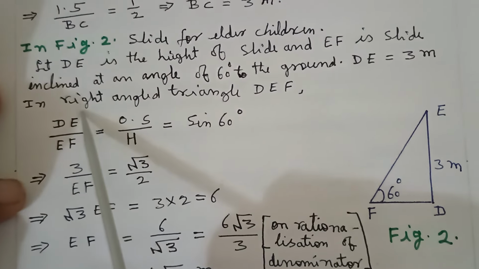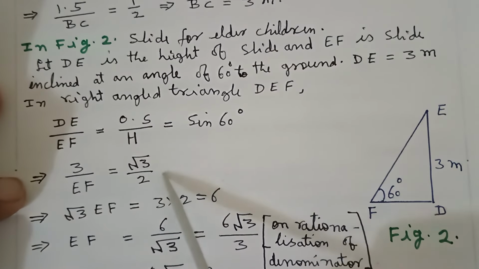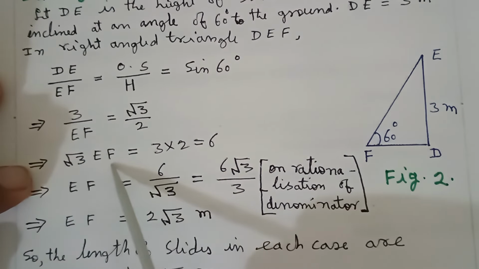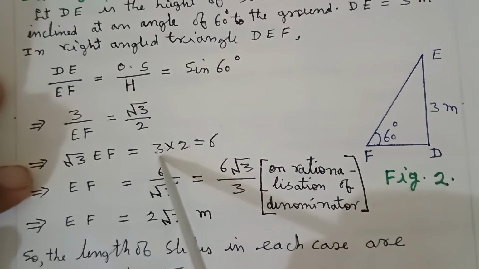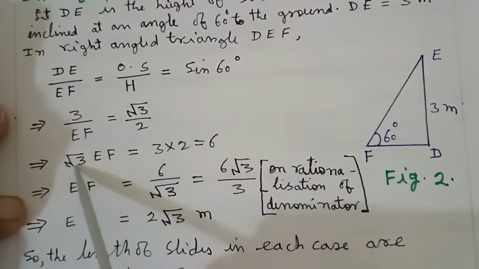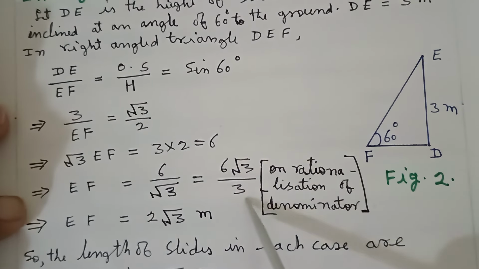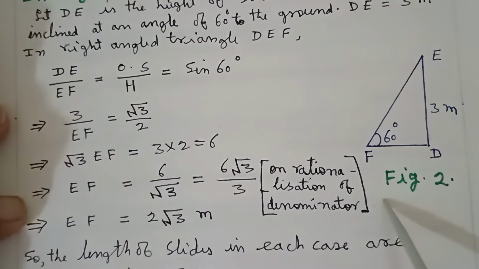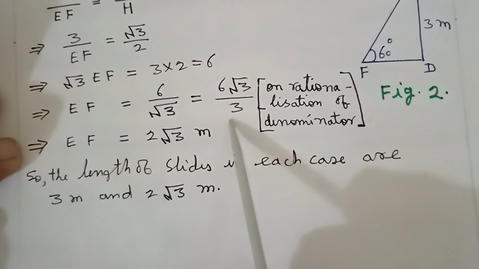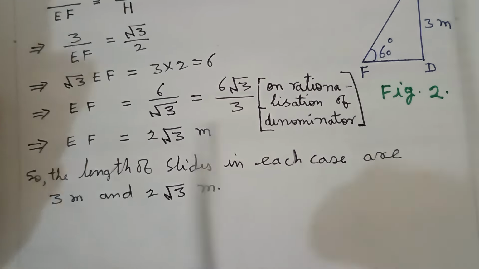This implies DE की वैल्यू रख दी, 3 upon EF is equal to sin 60 की वैल्यू रख दी, √3/2. This implies क्रॉस मल्टीप्लाई कर दिया तो √3 EF is equal to 3 multiplied by 2 is equal to 6. This implies EF is equal to √3 को इधर ले गए तो 6 upon √3 is equal to 6√3 upon 3 on rationalization of denominator. So this implies EF is equal to 2√3 meter. So the length of slides in each case are 3 meter and 2√3 meter.